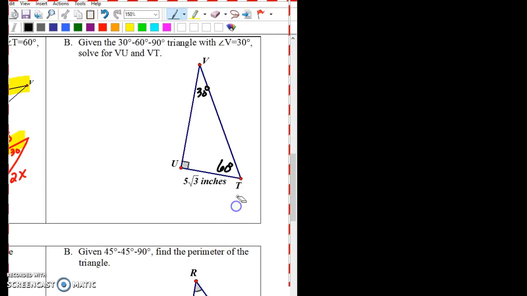30. Ooh, that's too small. Keep drawing them too small. 30, 60. And so if you remember, the short leg is x, the long leg is x square root of 3, and the hypotenuse is 2x.